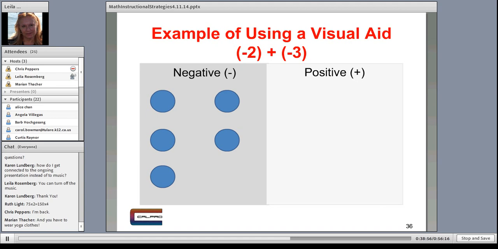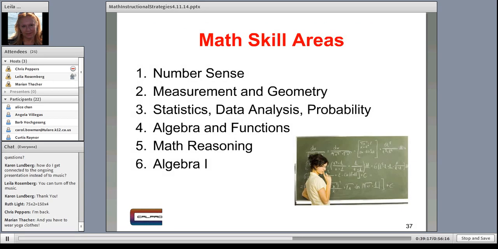Now let's take a look. I have tried to highlight a little bit of the material from different sections of the community of practice for you here today. We have finished discussing the highlights from NRC Strands and CCR standards, talked about one of many ways to address math anxiety, and just finished a hands-on activity highlighting the value of manipulatives, visual aids, and graphic organizers. Now it's time for us to move on to the next piece of our agenda, which is math skill areas.